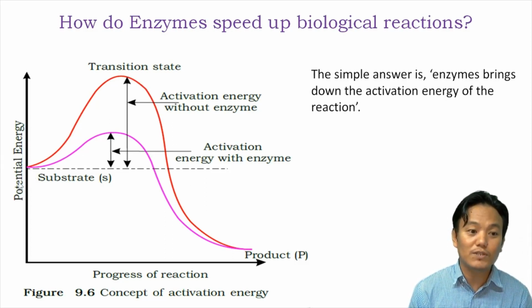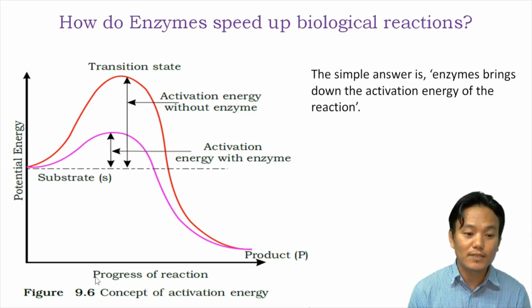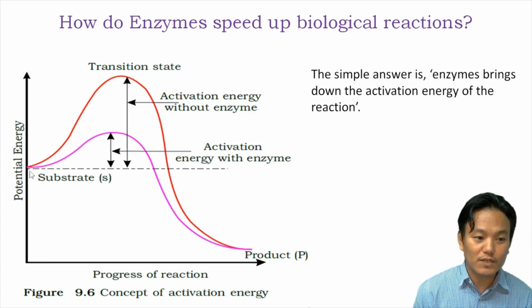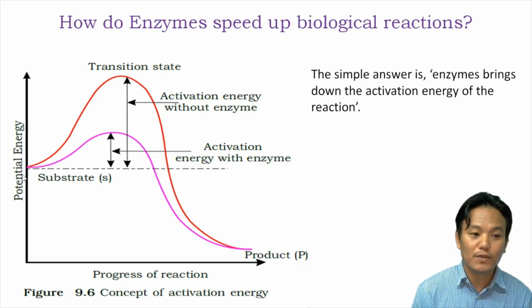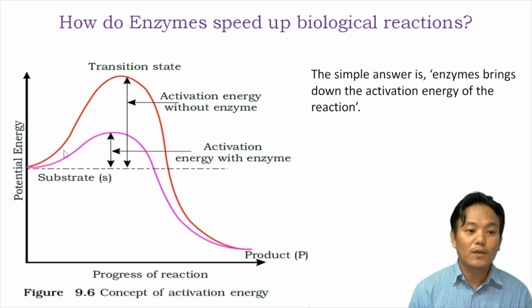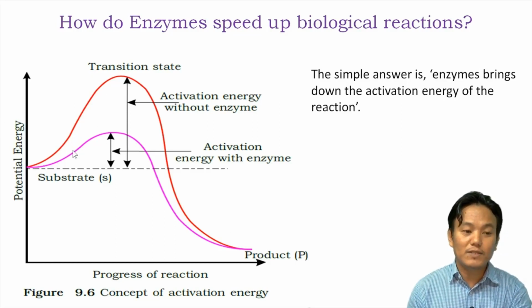How much energy is required for the reaction to take place, right? And this is the progress of the reaction. We are changing substrate into product. This is the potential energy of the substrate, and this is the potential energy of the product, and the substrate is converted into product.